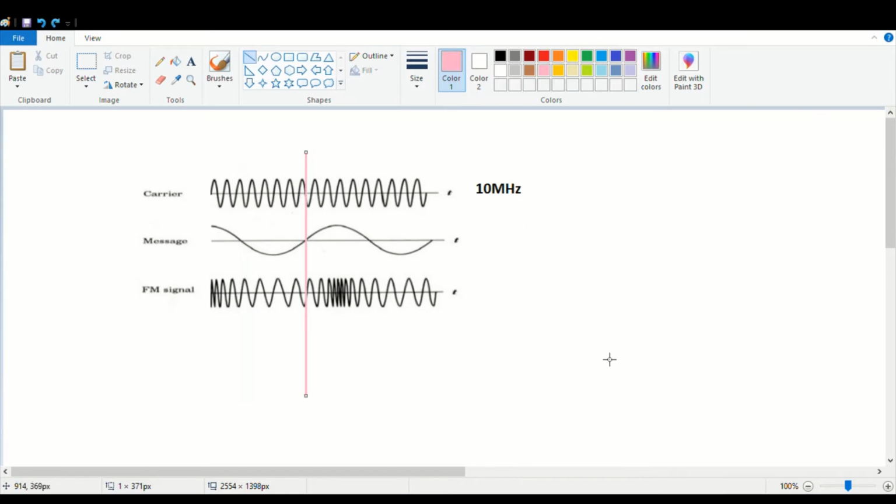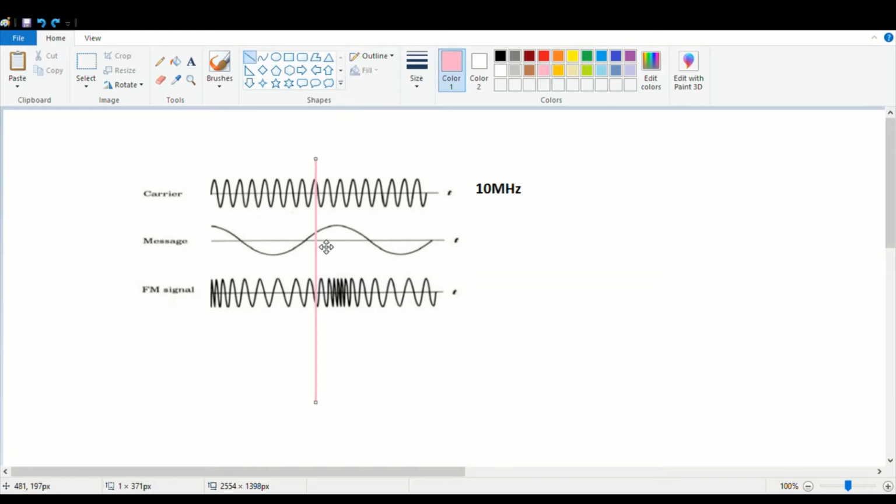Now let's look at a different time instant wherein I have placed the vertical pink line here at this point, where again the signal amplitude of the message signal is zero. So at this point again, as the amplitude of the message signal is almost zero, the frequency of the frequency modulated signal will again be roughly equal to that of the carrier signal. Now let's consider another time instant a little ahead from the zero amplitude, say at this point.